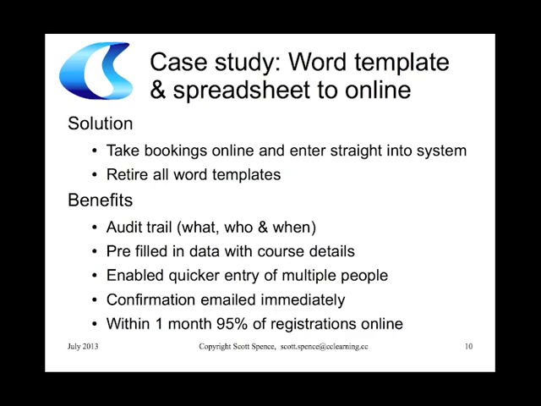Now, the benefits were we had an audit trail. We could record who did what because the online system allowed us to do that. We had pre-filled data with course details. People would search for a course, then say they wanted to enroll on it. As a result, we already had the course they were interested in. So again, we minimized the errors and minimized the data being collected on the forms.